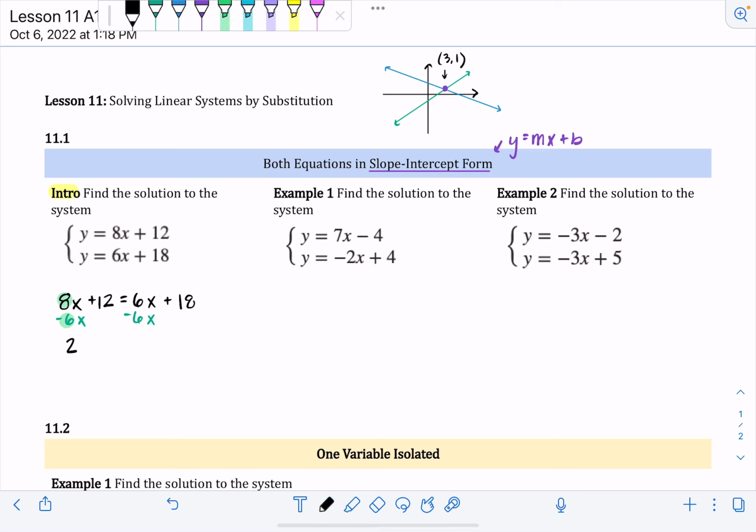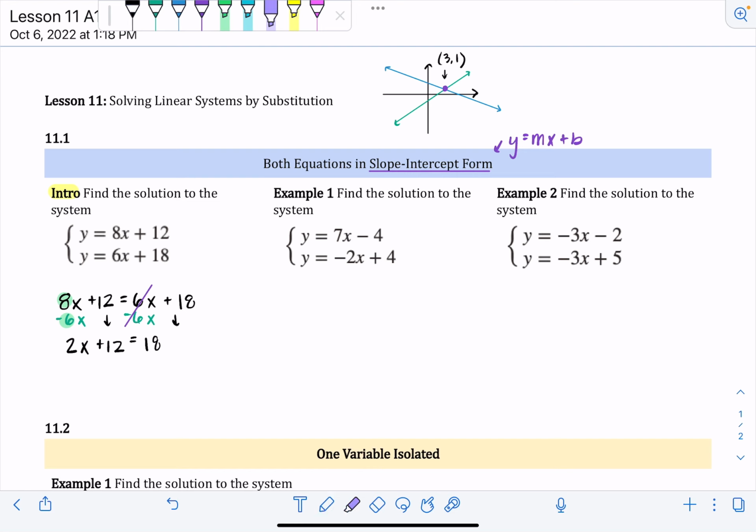That would become a 2x. And then I bring down the plus 12. And then 6x minus 6x is something minus itself, so that's just 0. It's canceled out, which is exactly what we were trying to do. And then I have to bring down the 18. And now it looks like more of our typical two-step equation that we solved a bunch of.